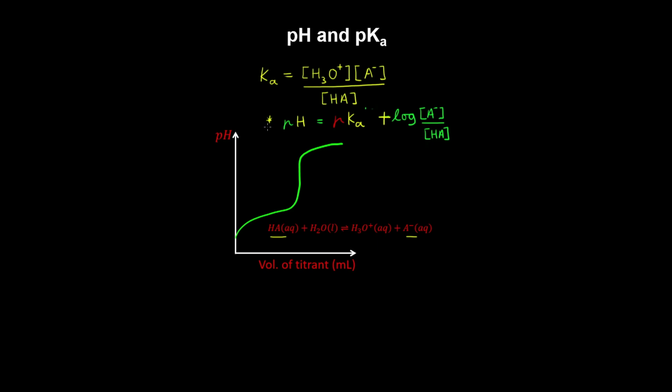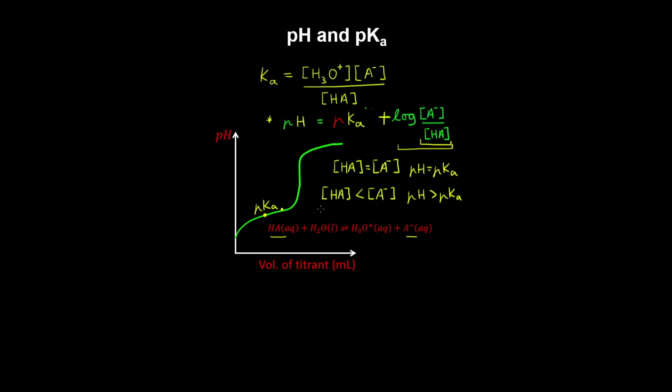And this relationship tells us the protonation state of the acid. So at the half equivalence point, where the concentration of the weak acid is equal to that of its conjugate base, then the log of 1 is 0, and the pH is equal to pKa. And if the concentration of the acid is less than that of the conjugate base, then this term is greater than 0, and therefore the pH is greater than pKa, which is somewhere here.